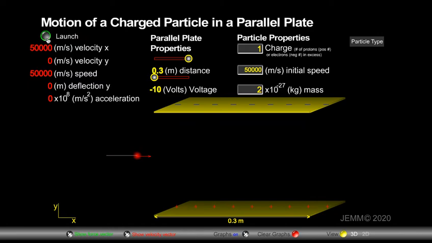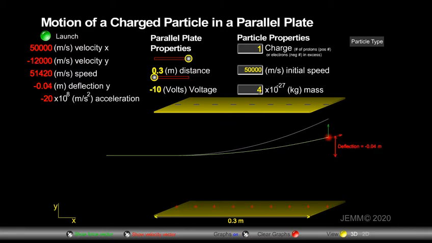So here's our base case, charge of 1, mass of 2 times 10 to the negative 27, 50,000 meters per second initial speed. Now we're not going to change the charge, we're not going to change the initial speed, we're only going to change the mass. We're going to increase the mass from 2 to 4. Let's see what happens when we increase the mass. It deflects a lot less as mass has increased.